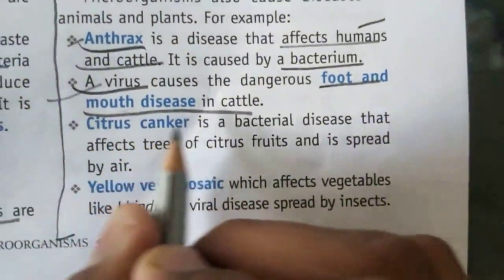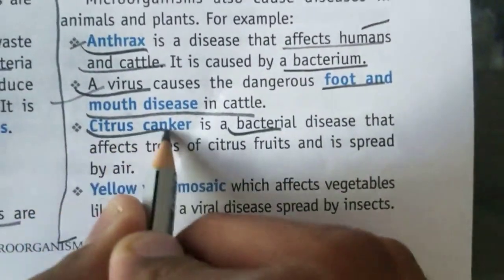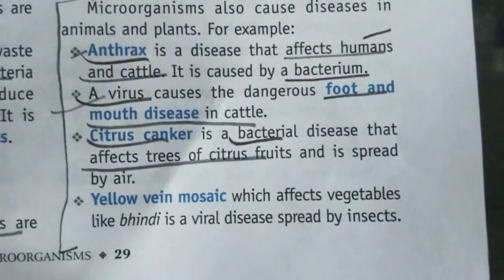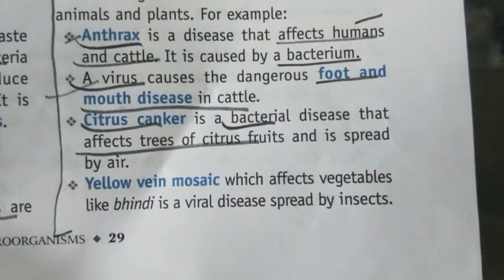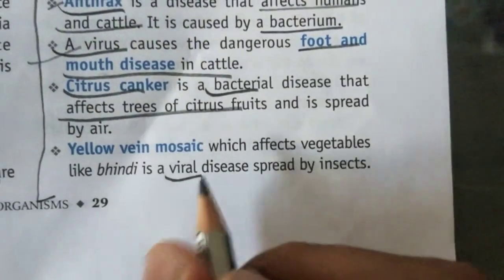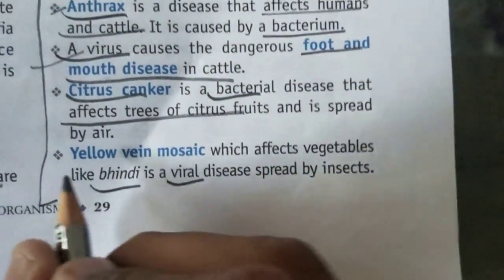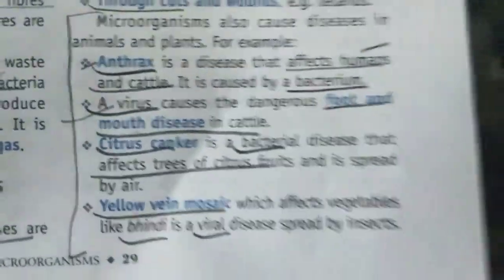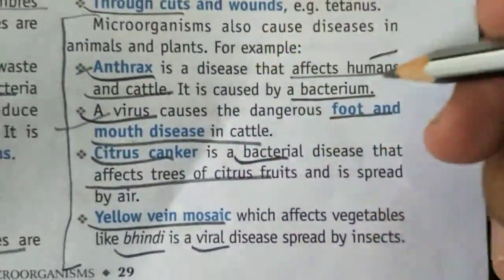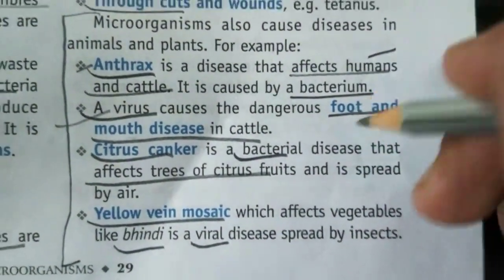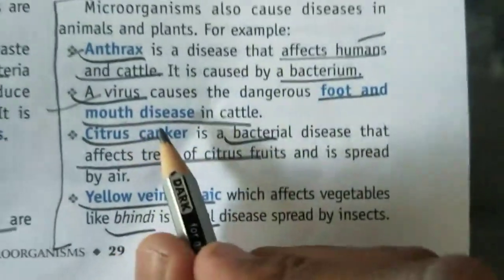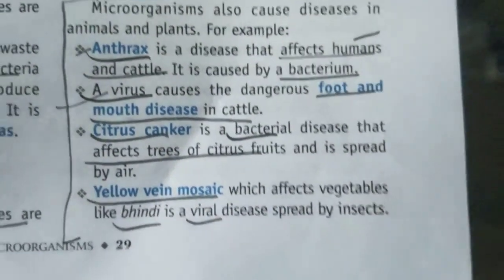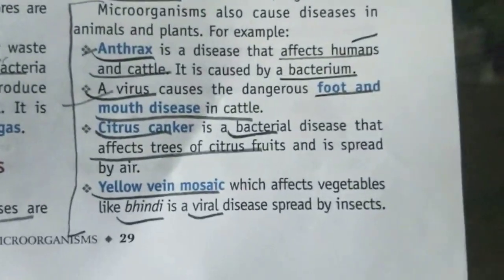And there is a disease caused by a bacteria whose name is citrus canker. It affects citrus fruit trees like orange and lemon. And there is a viral disease which affects okra, whose name is yellow vein mosaic. So you have to remember 3 or 4 diseases: anthrax, bacteria; foot and mouth, virus; citrus canker, bacteria; yellow vein mosaic, viral. You have to remember them.